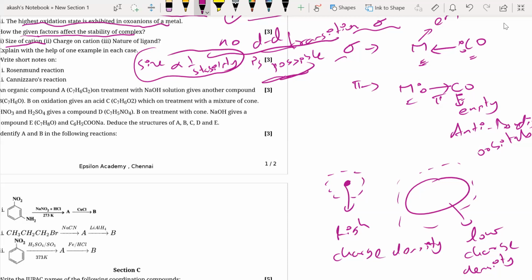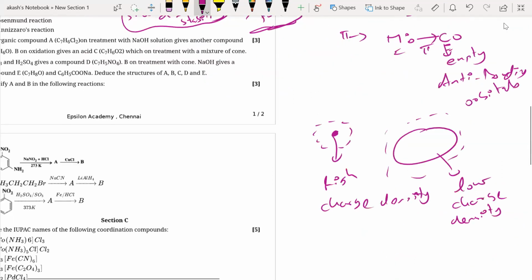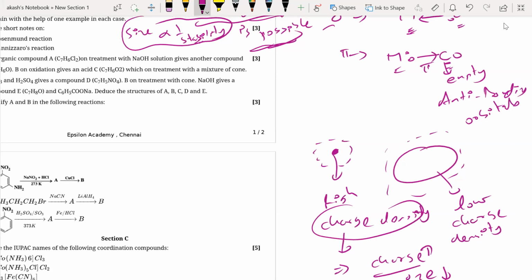Okay, right? Next, size of the cation, then charge on the cation. Obviously, now it's all about charge density. How do we define charge density? Charge density is nothing but charge divided by size. So I need to have lesser size and a high amount of charge. More and more is the positive charge, more and more will be the attractive force between the metal and the ligand. So much positive charge is there, so much ligand can be attracted, and obviously more and more density will come into the picture. So size is inversely proportional to stability, whereas charge is directly proportional to stability.